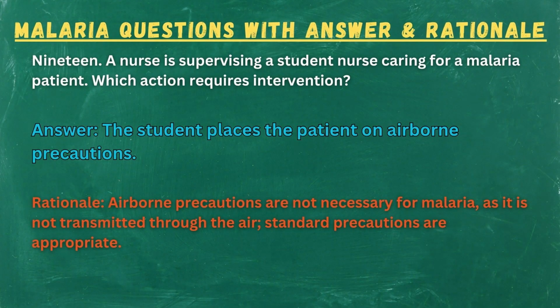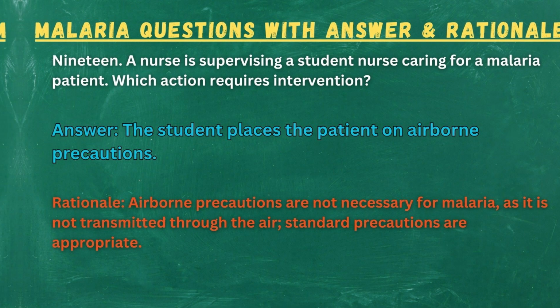19. A nurse is supervising a student nurse caring for a malaria patient. Which action requires intervention? Answer: the student places the patient on airborne precautions. Rationale: airborne precautions are not necessary for malaria, as it is not transmitted through the air. Standard precautions are appropriate.